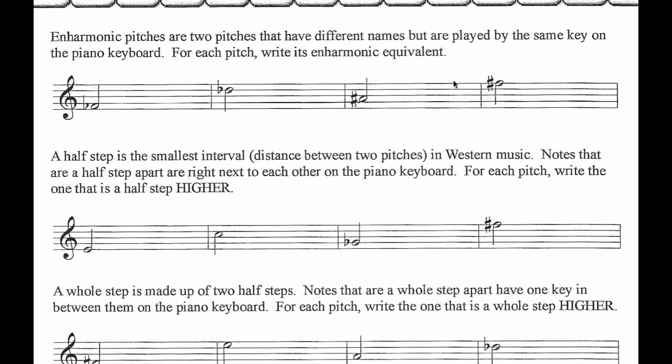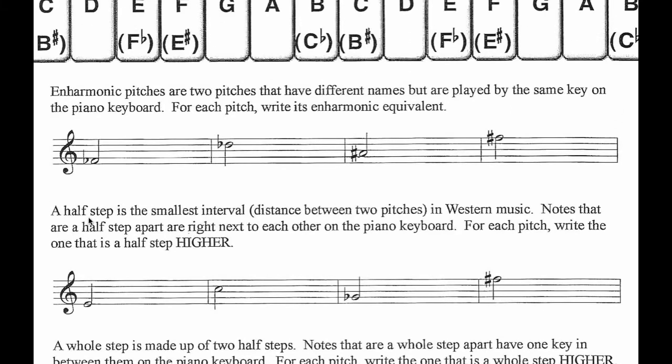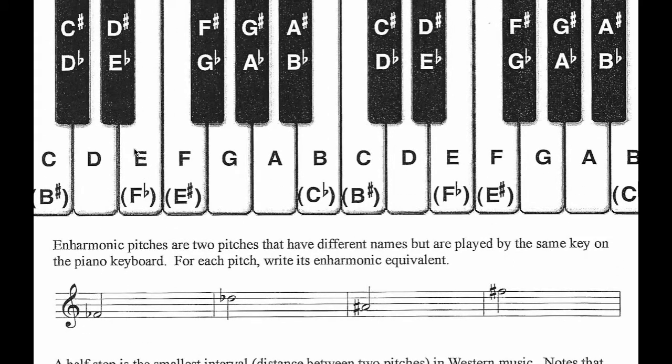A half step interval is the smallest distance between 2 pitches in Western music. It's cool as you get into Eastern music, they have quarter intervals. But for us, please write the one note that is a half step higher. So E, use your chart. E is here. What's a half step higher than E? F. It's the next note. If we were going from F a half step higher, it'd be F sharp. If we were going from B a half step higher, it'd be C. It's the next note, whether it be a black or white key.